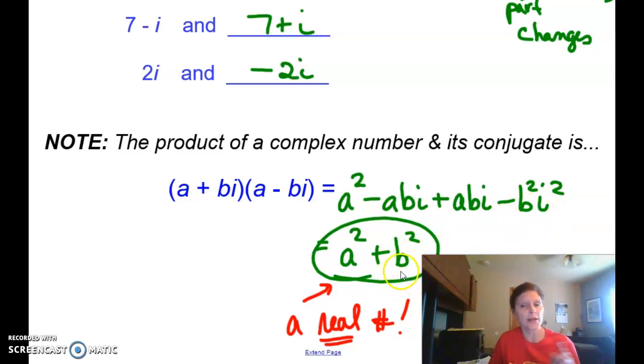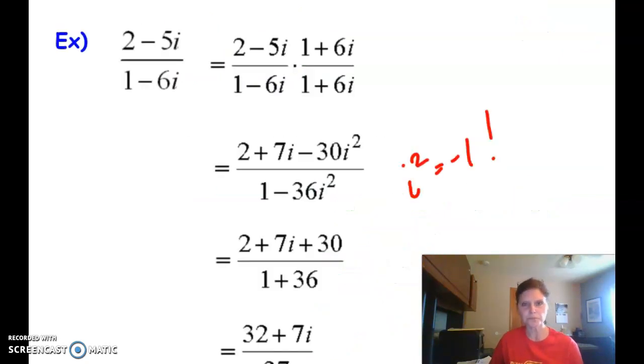If we recall that a and b were originally real numbers, and we're squaring them and adding them, that means this thing right here is going to simplify down to not just a real number as I have written on the slide, but a positive real number. So it's going to be a way for me to clean up the appearance of my problem. Let me show you what I mean.